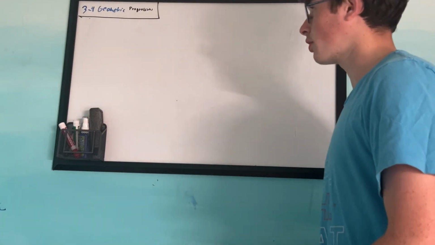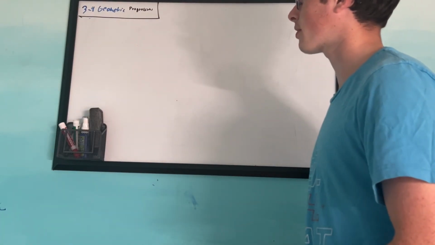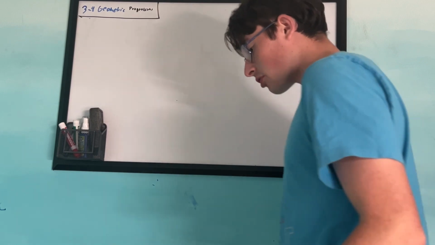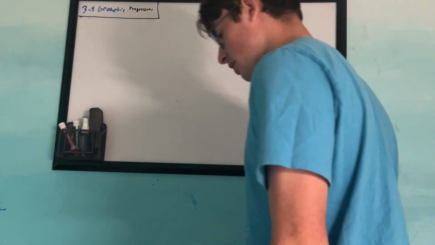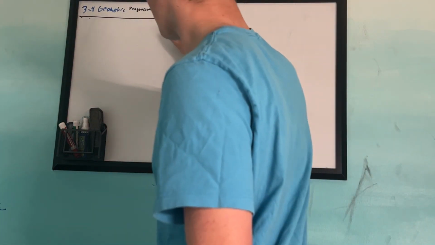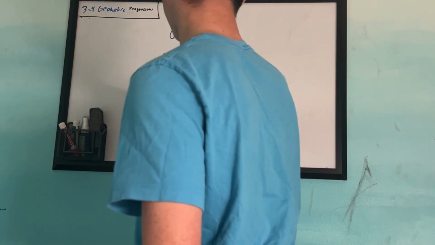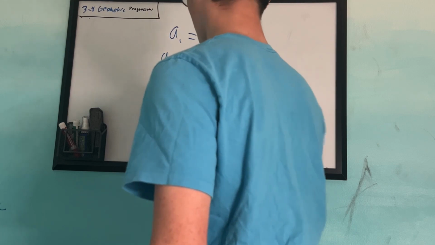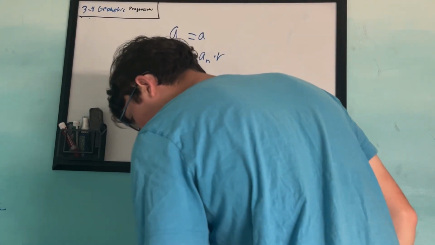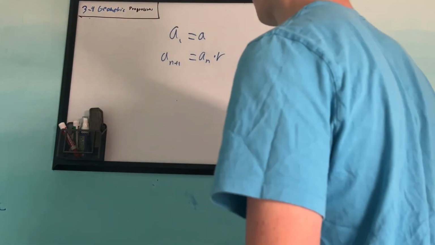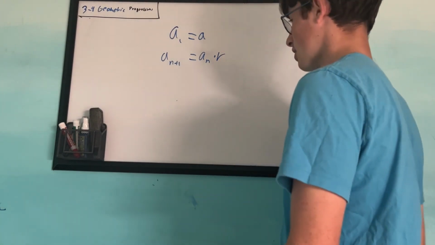Alright, these are the notes on section 4 of chapter 3. This is on geometric progressions. A geometric series is defined where we have a1 equals a and a sub n plus 1 equals a sub n times r, which is going to be a common ratio. And that's going to stay constant for the entire series.